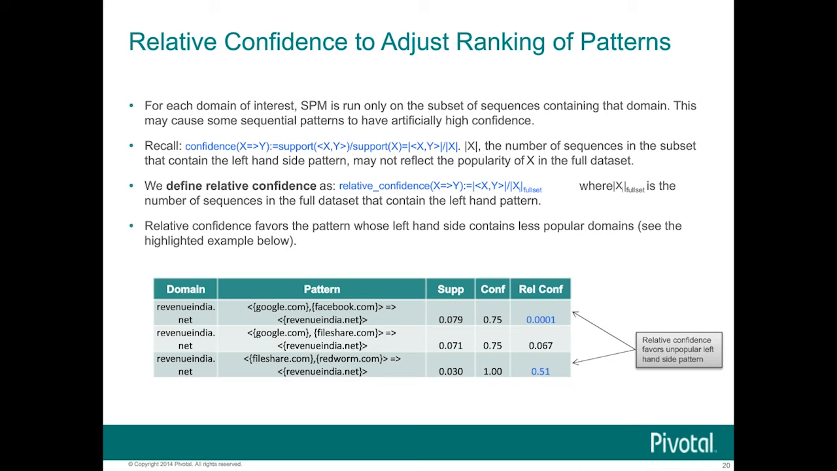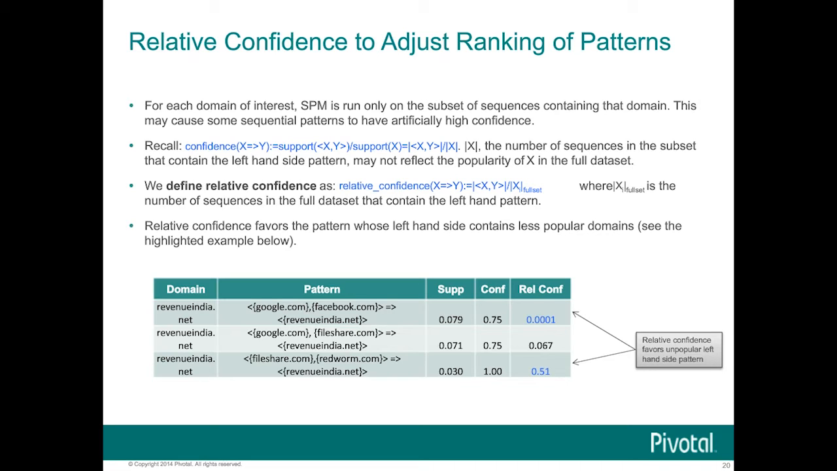It could so happen that the subset we chose, the support of these domains would be really low. But when we take the whole subset, the relative confidence would decrease a lot because the support of those domains would be high. On the other hand, FileShare and Redworm are relatively unpopular domains. Hence, the support in the full data set wouldn't be much compared to the support in the subset. Hence, the relative confidence is still comparatively high compared to the former, right? So you can see that the relative confidence favors unpopular left-hand side patterns.